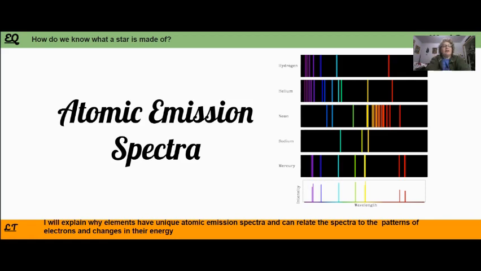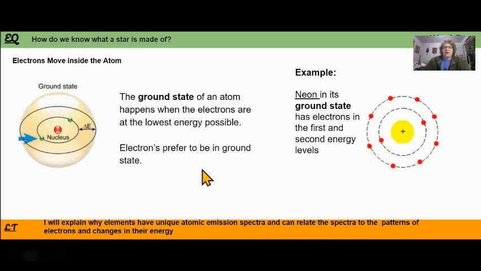Hey Hux, so finally we're at the point where we can talk about how do we know what stars are made of. And so it all comes down to this thing called atomic emission spectra. And so we're going to look at how different elements give off different types of light. Okay. And so I will explain why elements have unique atomic emission spectra and can relate the spectra to the patterns of electrons and changes in their energy.